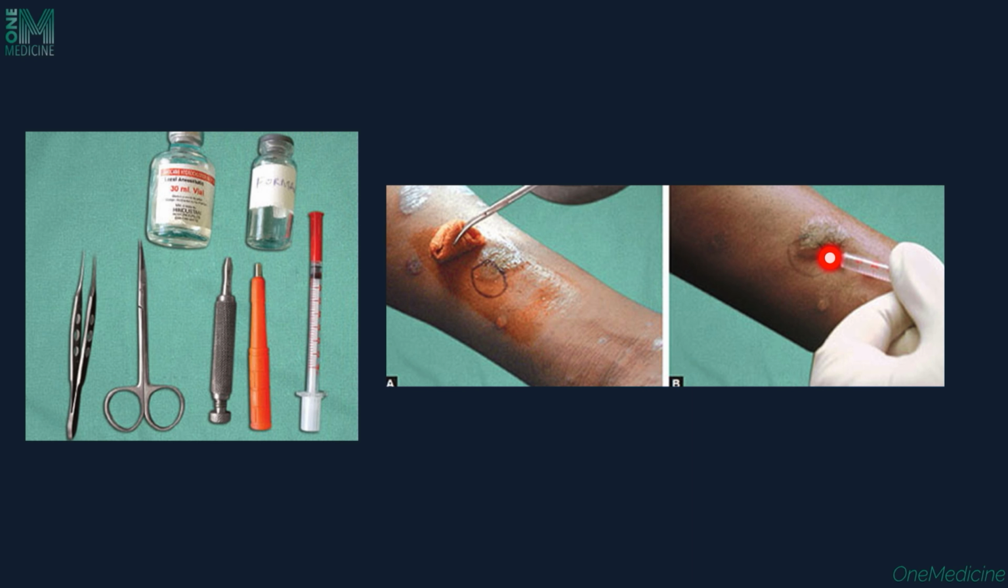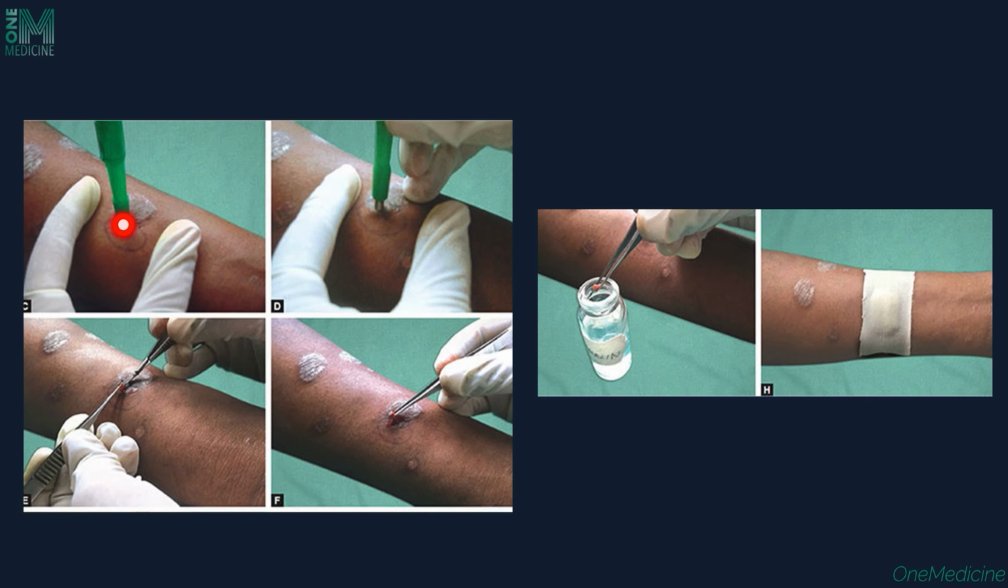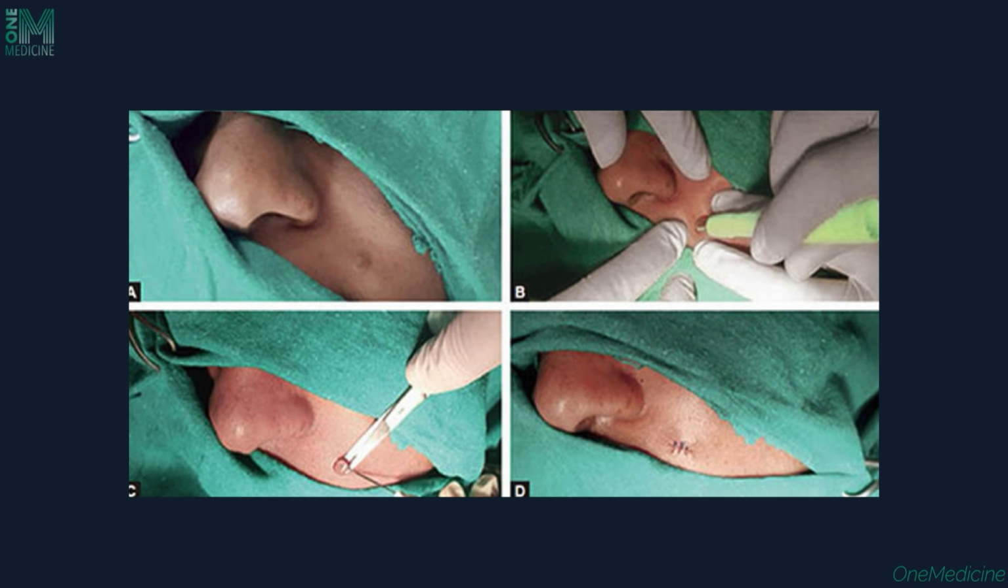So clean it and give the injection. Then you take the punch, mark the area, take the punch, take out the punch with the help of the forceps here. Take it out, do not crush the tissue, place it in the formalin and dress the wound. Again, a lesion here is biopsied with a punch and it is sutured later.